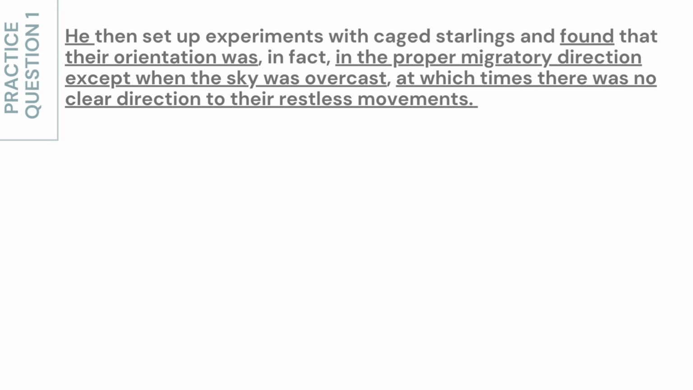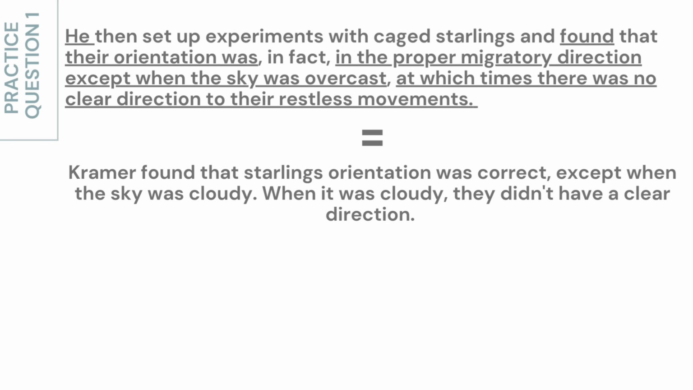He found their orientation, the bird's orientation, was in the proper migratory direction, except when the sky was overcast. And then they had no clear direction. So that's like saying Kramer found that starling's orientation was correct, except when the sky was cloudy. Cloudy is like overcast. When it was cloudy, they didn't have a clear direction. Our synthesis of this, our understanding of this, the simplification that we've done, it is our prediction.